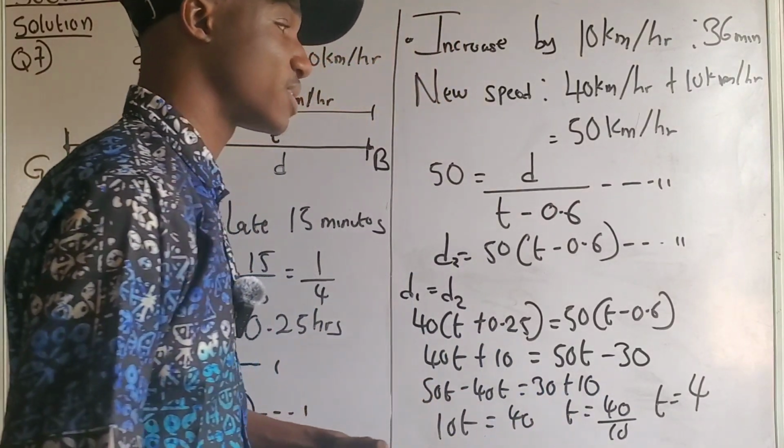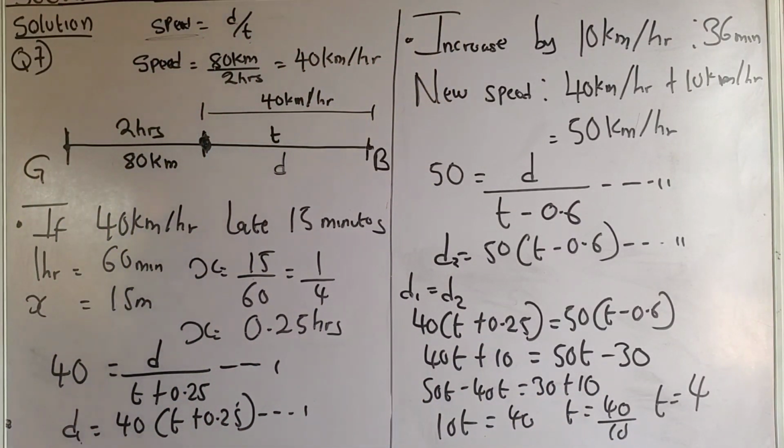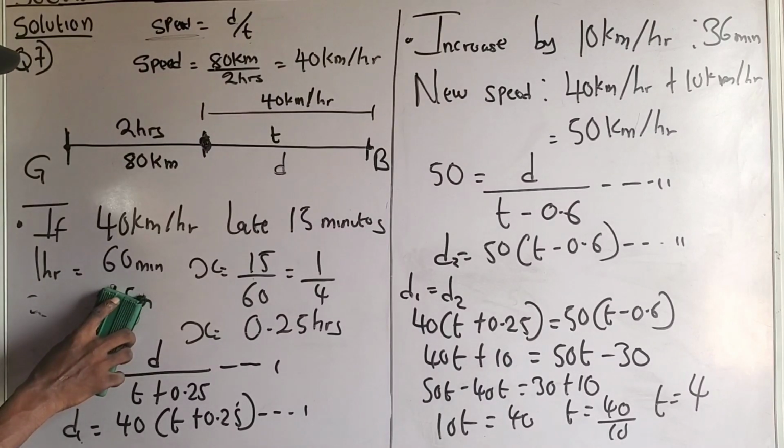Having gotten the value of T as 4, we can easily calculate the value of D. All you have to do is substitute the value of T into any of these equations, either D1 or D2. Okay, let me erase this.